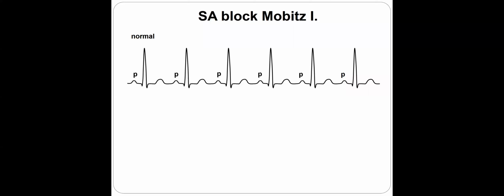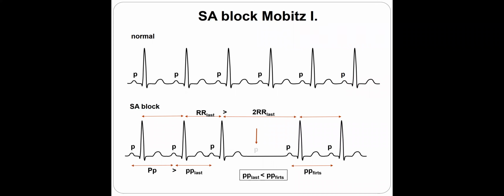Now, here, for example, this is what is drawn: you do have the PPs getting shorter, very similarly to the RR, because the PR is the same. And when we do have a dropped beat, you don't see any P wave. But that distance is shorter than twice the last one, very similarly to the AV block when you look at the QRS complexes.